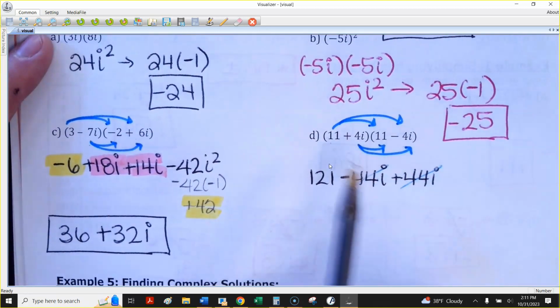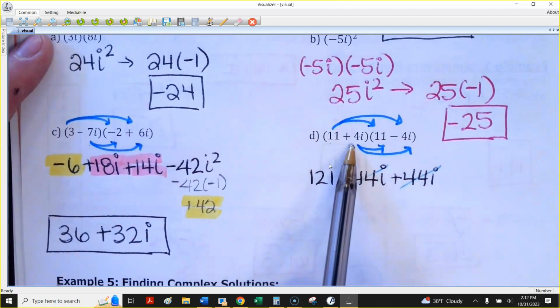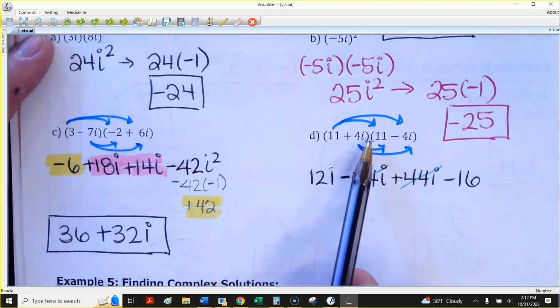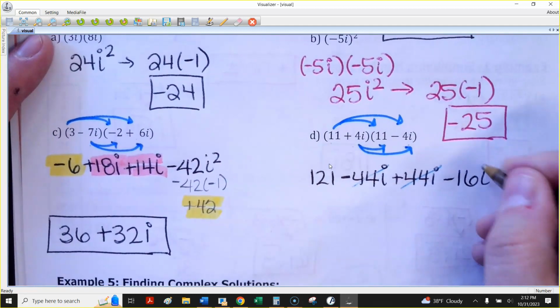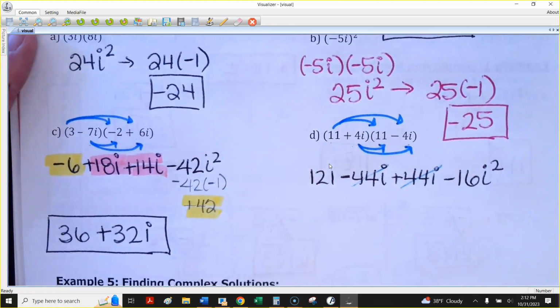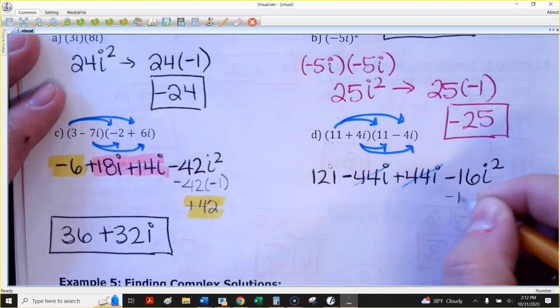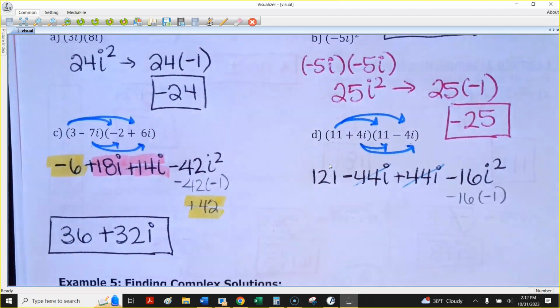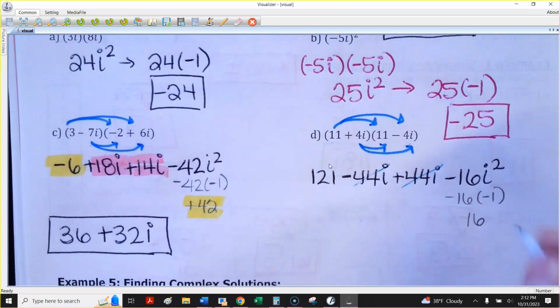Now, on the end here, positive 4 times negative 4 is going to be negative 16. And then i times i, remember that gives you i squared. Now, this term on the end, i squared, becomes a real number. This is really negative 16, and then i squared by definition is negative 1. So the term on the end here is actually positive 16.